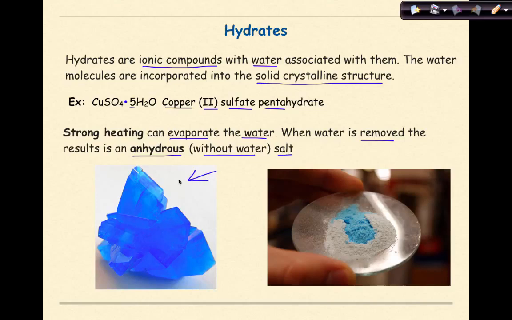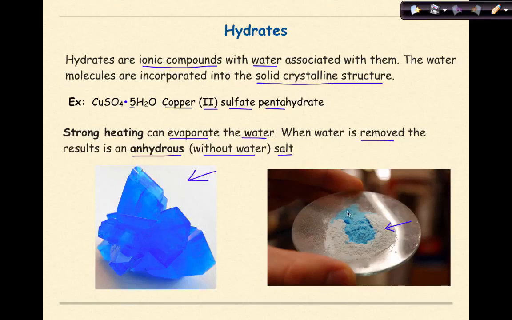So here we have a crystal of copper(II) sulfate pentahydrate, and we can see that it's hydrated because in this sample it has a blue color associated with it. Over here we see some of the white substance, which is the anhydrous salt of the copper(II) sulfate. So the copper(II) sulfate pentahydrate with all the water removed, that's why we call it anhydrous, without water.